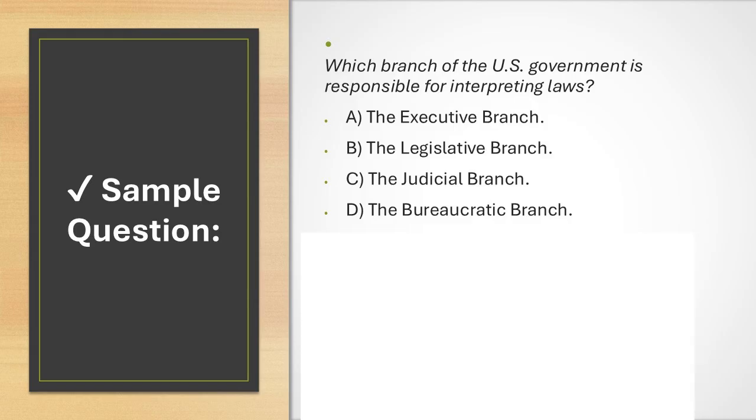Let's check your understanding with a practice question. Which branch of the U.S. government is responsible for interpreting laws? A. The executive branch. B. The legislative branch. C. The judicial branch. D. The bureaucratic branch. The correct answer is C.